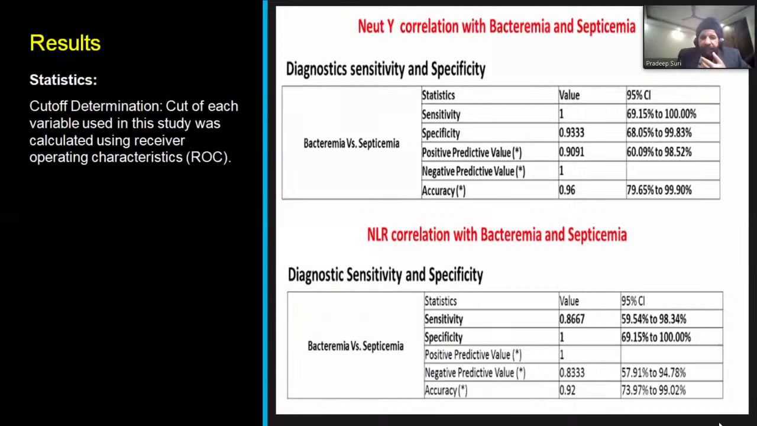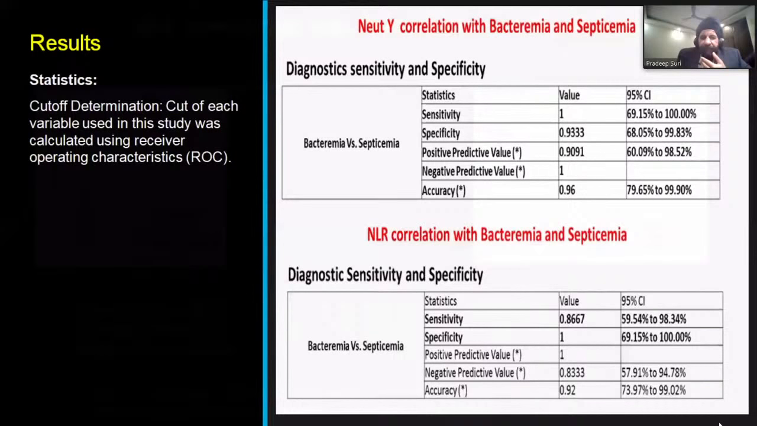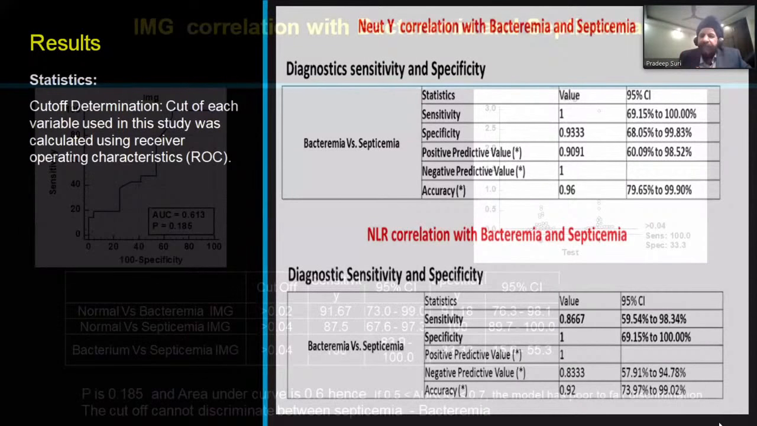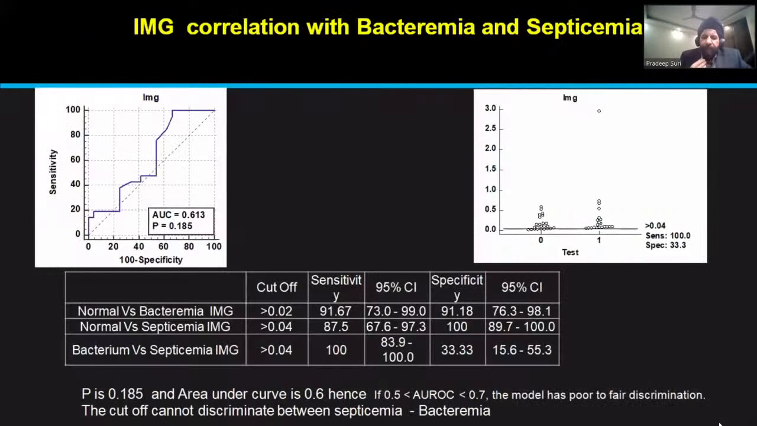We also did a study for the immature granulocytes. Although immature granulocytes were very good in differentiating normal patients from the bacteremia septicemia group, with a sensitivity of 100%, the problem was with its specificity, which was only 33.3%, which means it was not very able to differentiate the bacteremia from the septicemia group. The area under the curve was also 0.6, and the model had poor to fair discrimination. Hence, this cutoff was not clearly able to differentiate cases of bacteremia from septicemia.